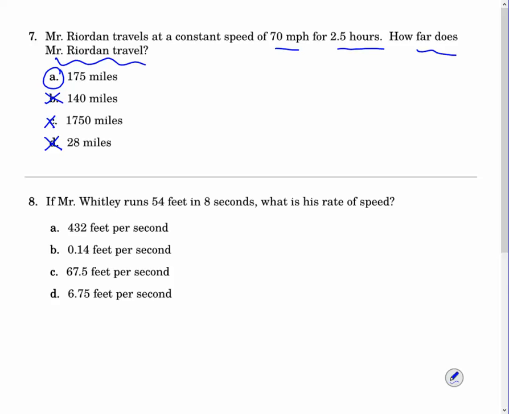You could pretty much not know a whole lot about math and pick A and have that one correct, but I'm going to show you exactly how to do it. Distance equals rate times time, right? That's our formula. So you take your rate of speed, which is 70, and you take your hours, which is 2.5, and you multiply those, and you're going to get 175. That's a formula that we learned in class and practiced quite a bit with. Some kids are trying to divide. You're not looking for a rate, so you're not going to divide in that case.